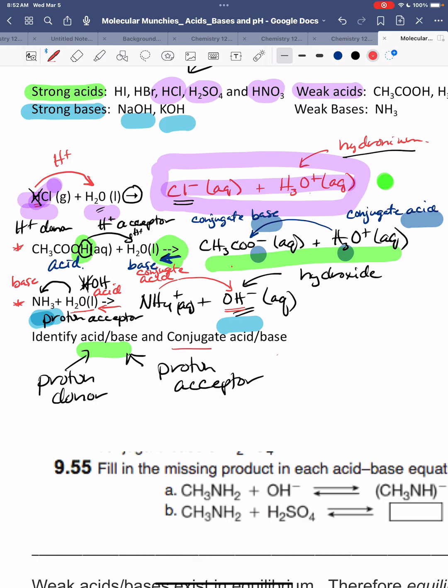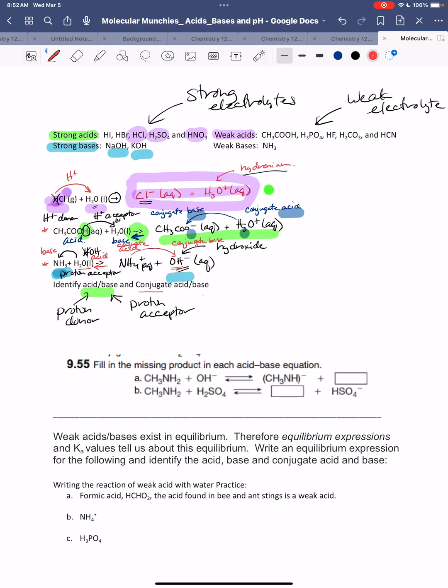And then this is the conjugate base because it's accepting, conjugate base. So that's the game, okay? And I'm going to let you guys practice that. So we want you to practice looking across the equal sign, right? So who's getting and who's giving.